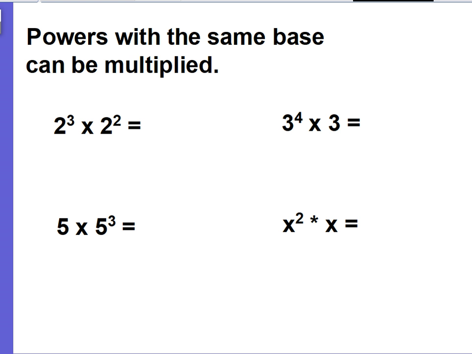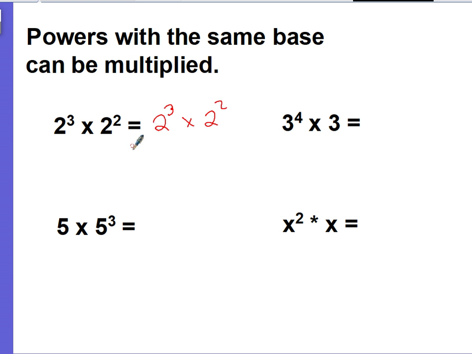Now, you can also take powers with the same base and multiply those. Powers with the same base can be multiplied. If you pay attention to what's actually happening, you can learn a rule that makes this process go faster. If I did 2 to the third times 2 to the second, based on what I currently know, let's just write it underneath. We start off with 2 to the third and multiply it by 2 to the second.